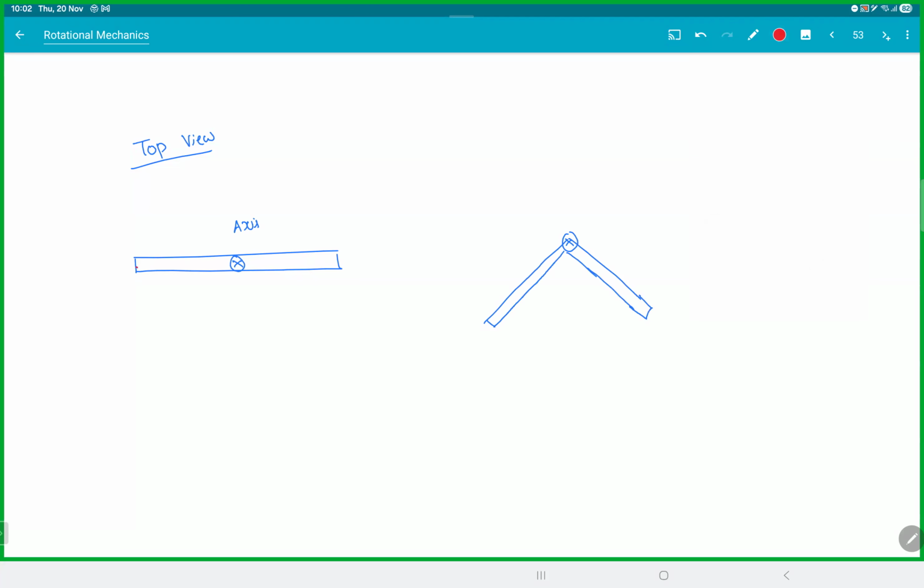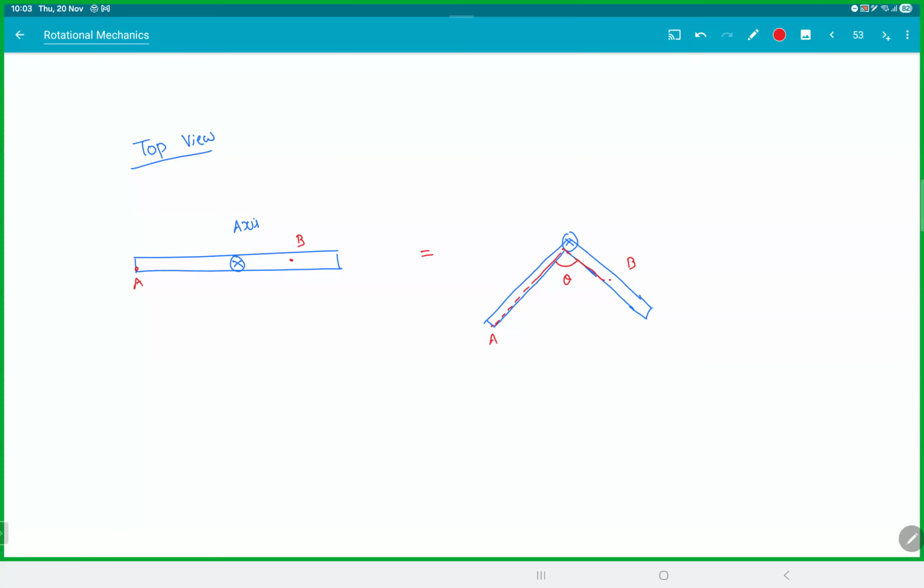Suppose I choose this point as A, and let's say I choose this point as B. Did the perpendicular distance change? When you bend the rod, did you change the perpendicular distance from the axis? You didn't. If the perpendicular distance remains the same, then the moment of inertia must remain the same. So actually both are equal. That's what I was saying.